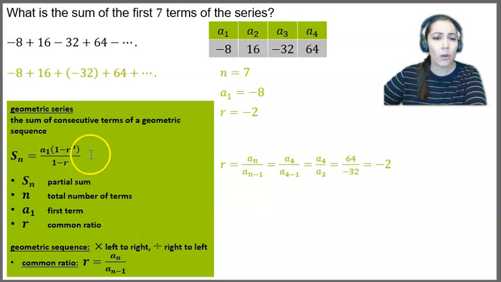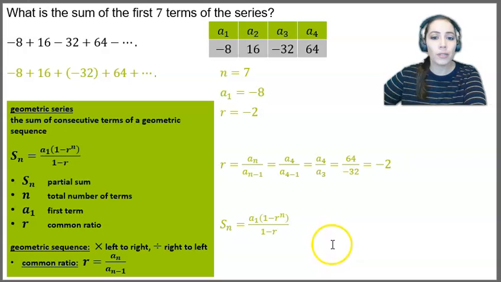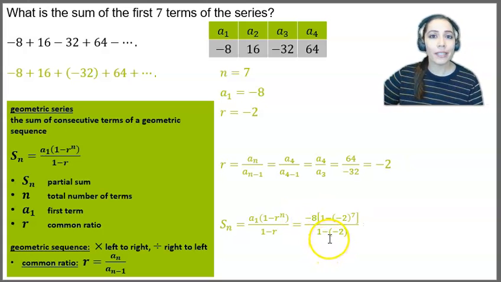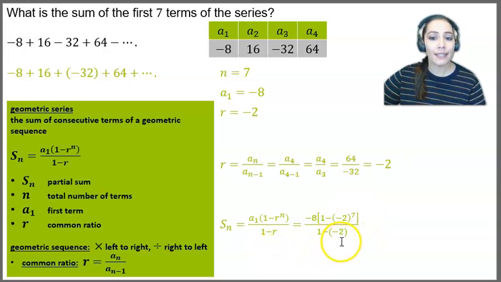From here, I'm going to go ahead and use this geometric series partial sum formula. And it tells us we have S sub n equals a sub 1 times the quantity of 1 minus r raised to the n power in the numerator and 1 minus r in the denominator. I'm just going to go ahead and plug in the terms that I have found. So my a sub 1 is equal to -8, so I plug in -8 here. My numerator, I have 1 minus r, which we know is -2, raised to the n power, raised to the 7th. And in the denominator, we have 1 minus r, or 1 minus -2.